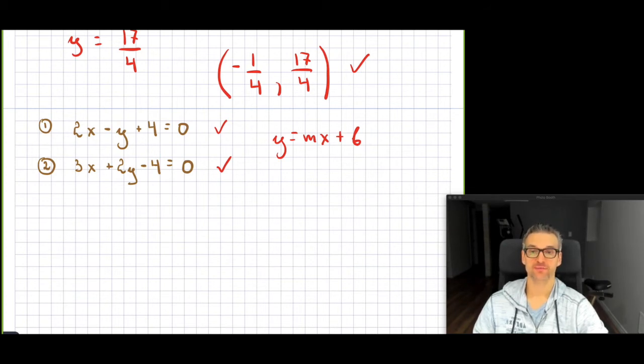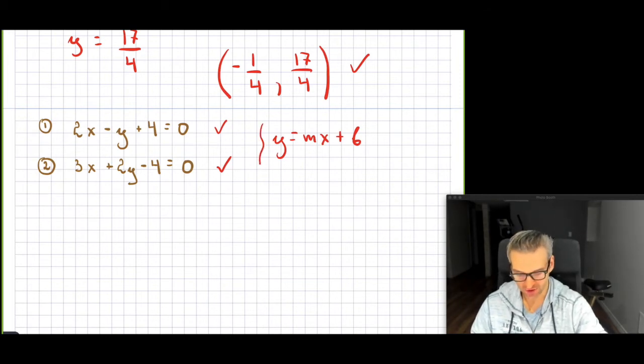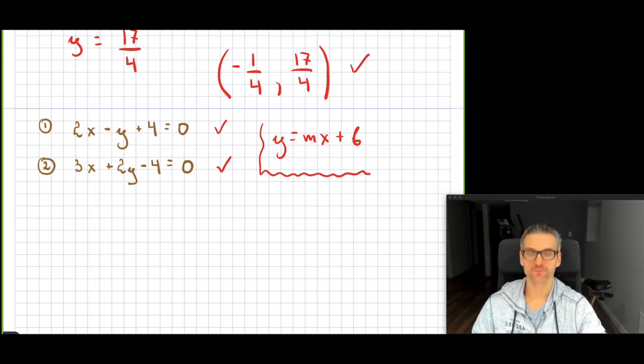Another way is that you can take one of the lines, isolate it into the slope-intercept form, and then substitute it back into the other line. Again, that will just simply tell you where these two lines are actually intersecting. So let me show you how to do that.